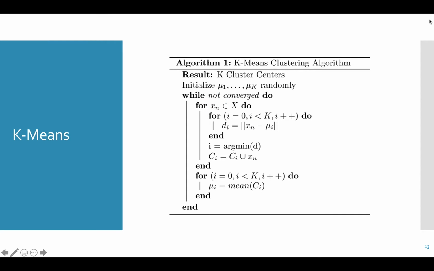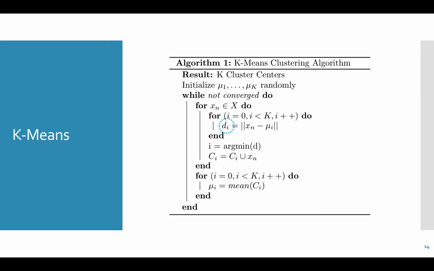So here's the algorithm in a more formal format. The result is k cluster centers. We initialize mu1 through mu k randomly. Usually what you'll do is select k points in the data set and start with those as your cluster centers. Then while you haven't converged, for each point in the data set, you calculate the distance from that point to each cluster center. Once you've done that, you choose the minimum distance and add that point to that cluster.